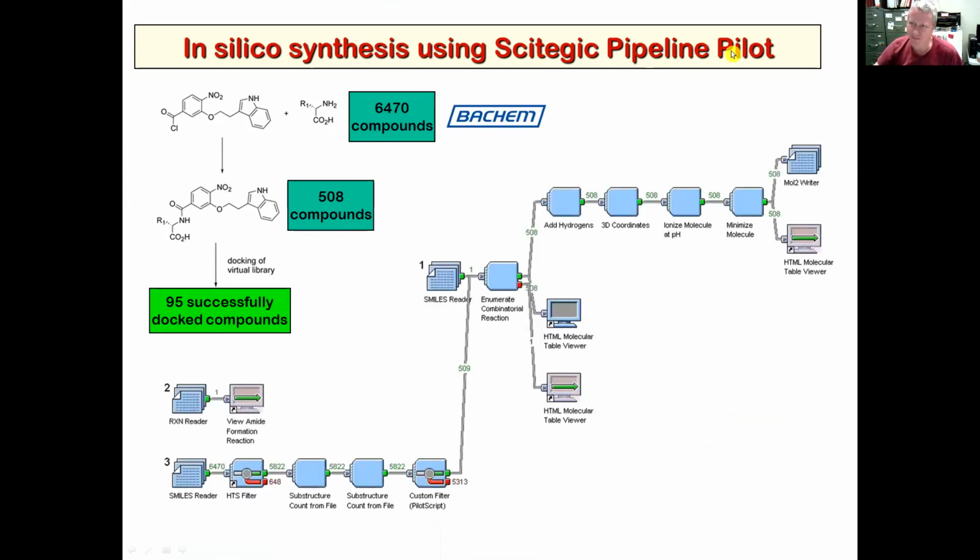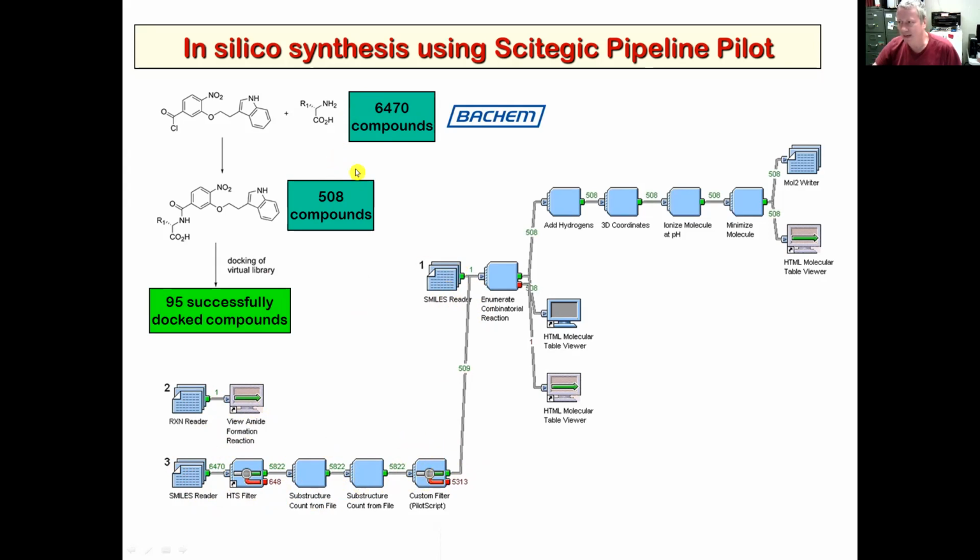I was talking about Cytegic Pipeline Pilot. This is a cool computer program that lets us visually build a workflow. It reads in our reactions, like a SMIRKS, it reads in the SMILES, it does various filtering, it starts building three-dimensional models of all the SMILES strings, it reads the other SMILES string, so you can see these numbers, 6470. So it loaded in 6470 compounds, and then it did some filtering and changing around.